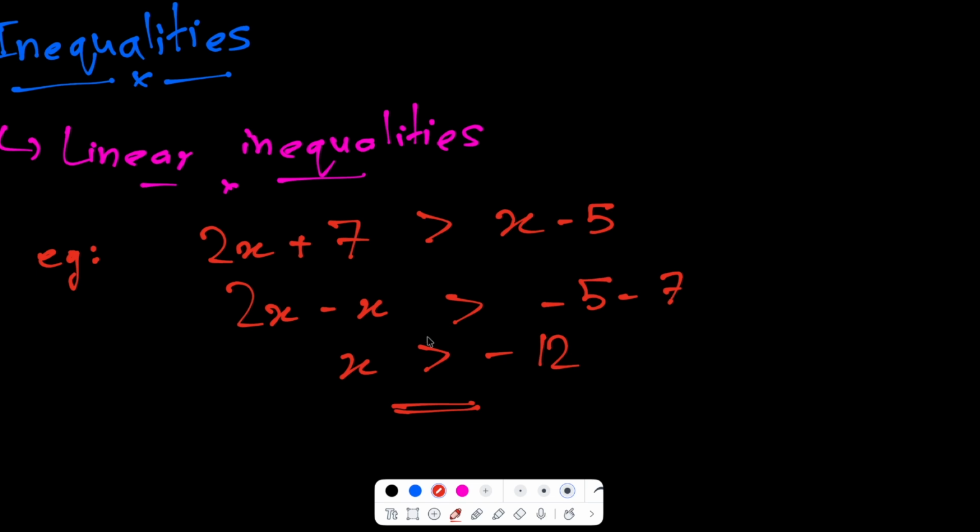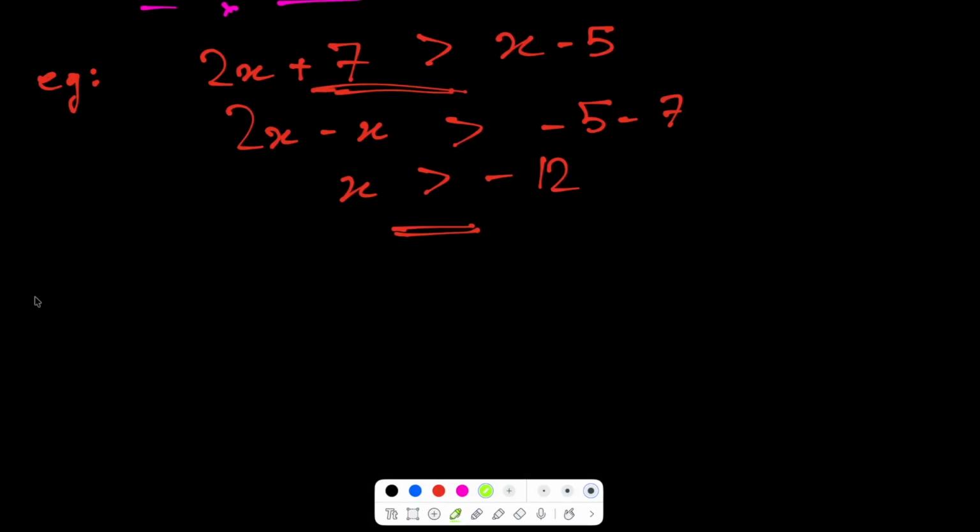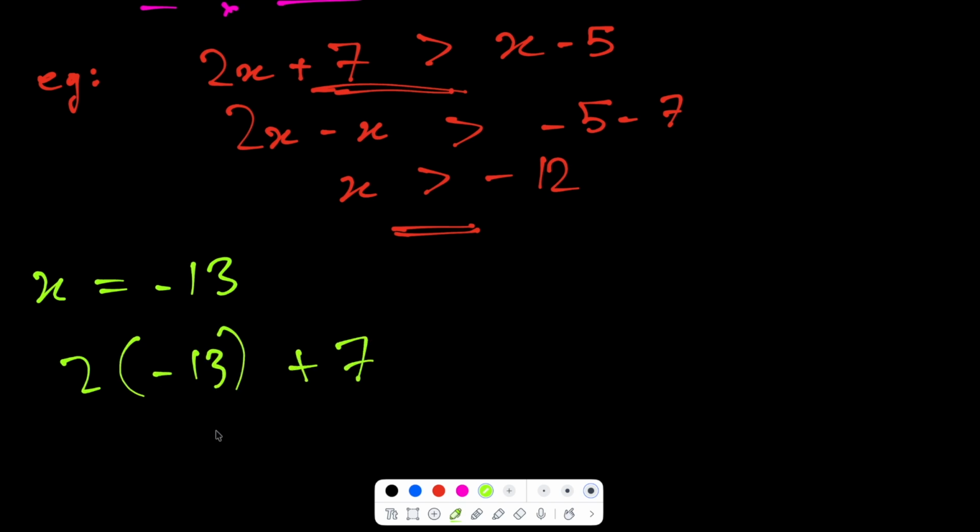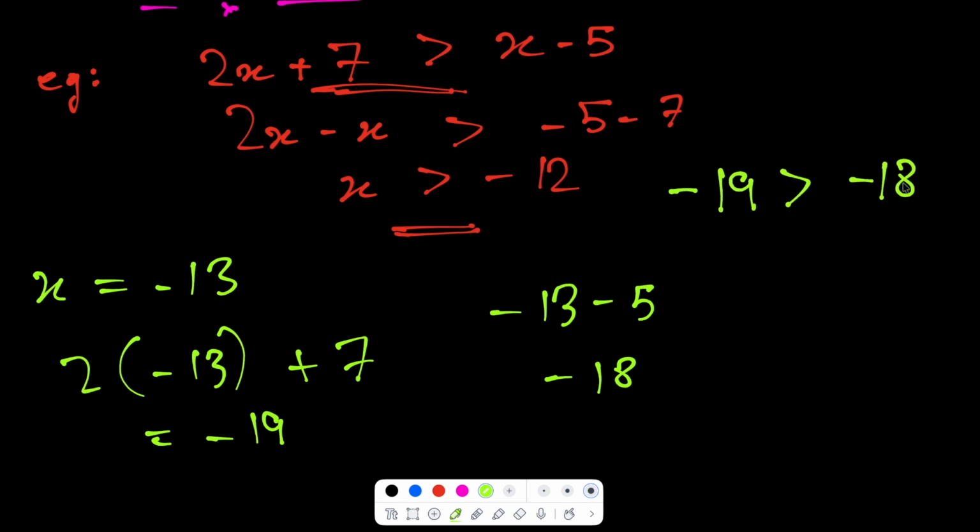This basically tells that as long as x is greater than minus 12, the linear inequality expression here will be satisfied. Let's justify our claims using an example. Let's say we put x equals minus 13 into the linear inequality expression. 2 times minus 13 plus 7 is going to be minus 19. And on the right hand side, minus 13 minus 5, which is minus 18.